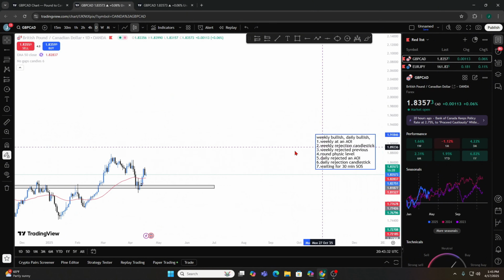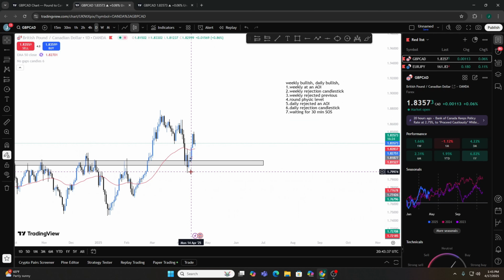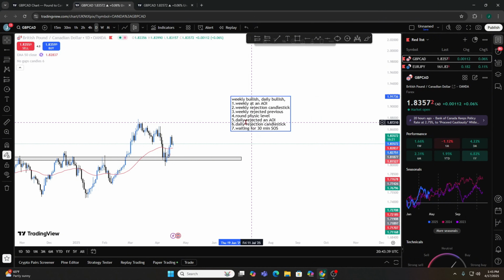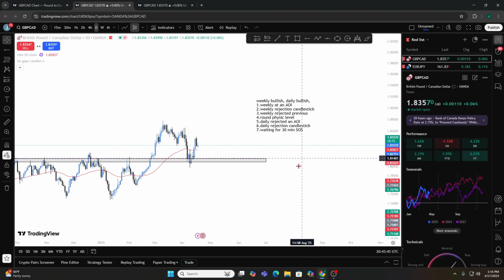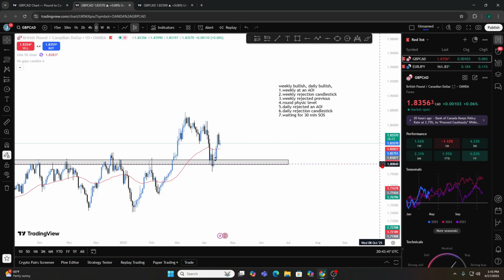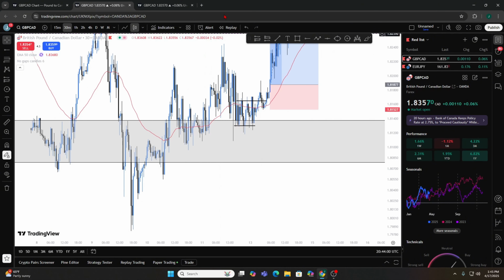So basically for the daily, we rejected an area of interest, and we also have a rejection candlestick. There being four, we were already at the 20, 30, 40, 50, 55, 65, 75% trade. That was all I could find for the weekly and daily. We were at a 75. So now all I was waiting for was a 30-minute shift of structure. So then I'll go down to my 30-minute.